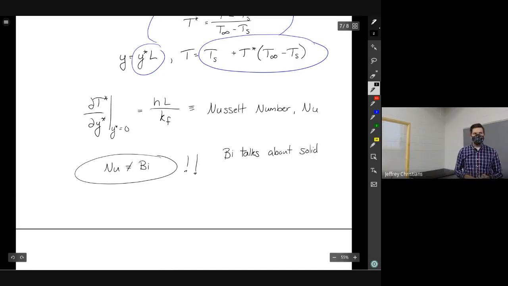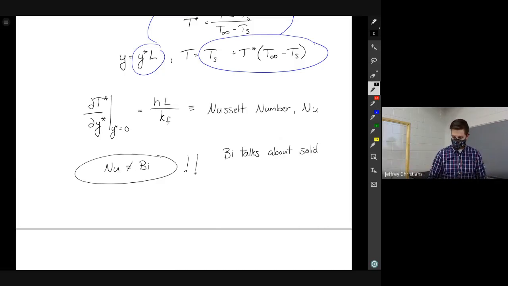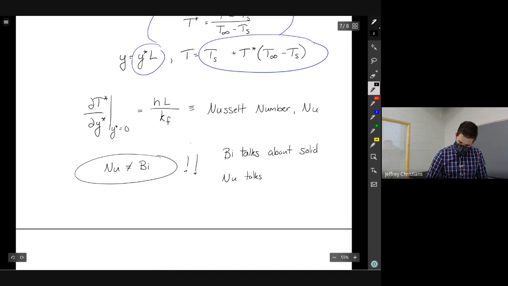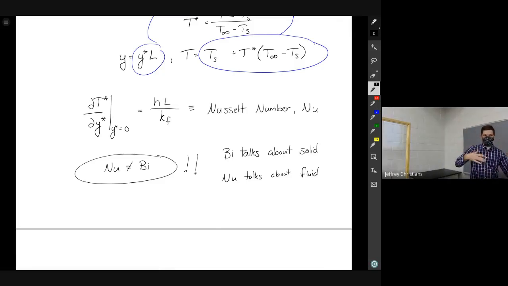Right? The Biot number is talking about temperature gradients in the solid. The Nusselt number is talking about temperature gradients in the liquid or the gas or whatever it is. So they come about in similar types of situations. Convection at a surface: Biot is talking about what's happening inside of that solid. The Nusselt number is talking about what's happening inside of that fluid that's outside.